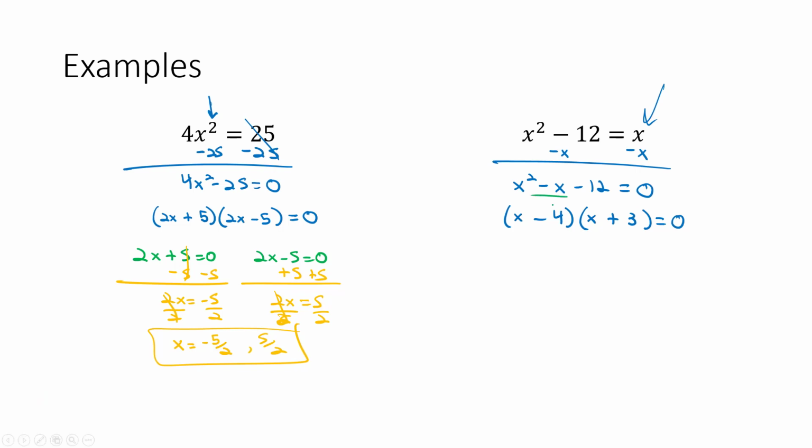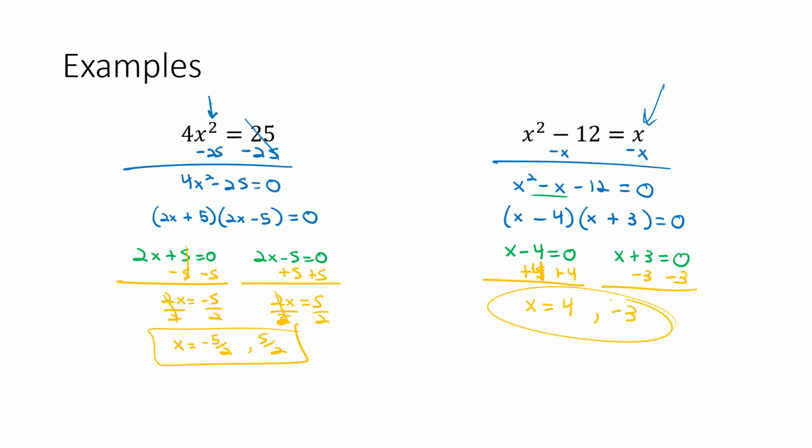So first we make it equal to 0, then we factor, then we set each factor equal to 0. x minus 4 equals 0, and x plus 3 equals 0. And from there, we solve. Both of these are really quick. We'll add 4 to both sides. So x is equal to 4. And we'll subtract 3 from both sides to get our other answer of negative 3. So two answers for x, 4 and negative 3.